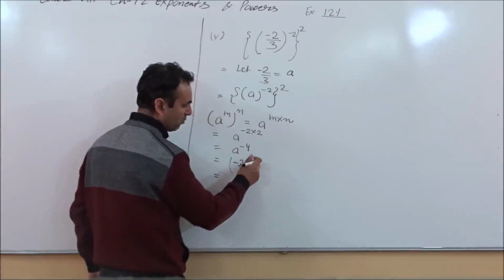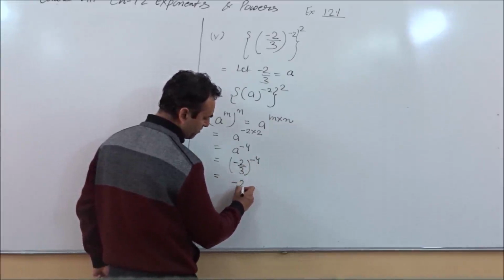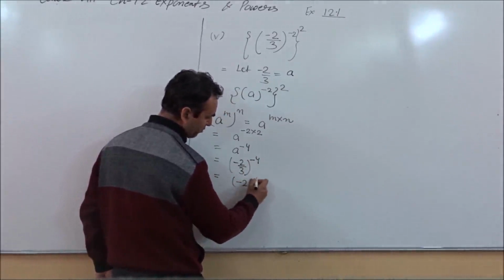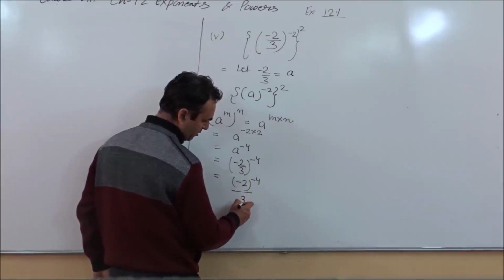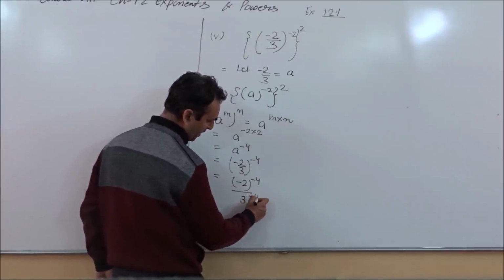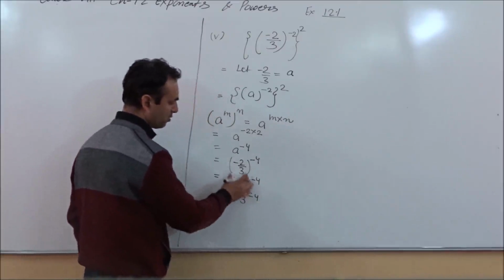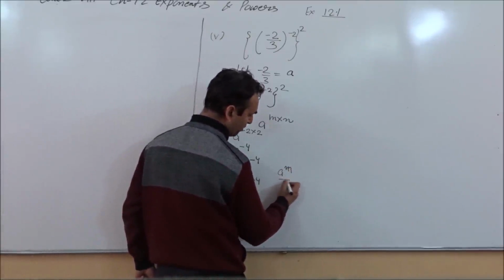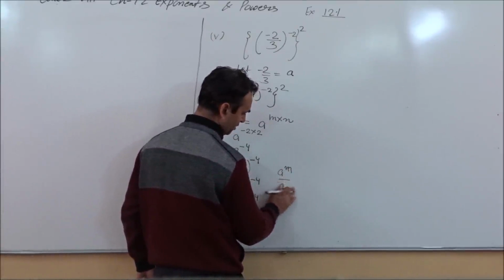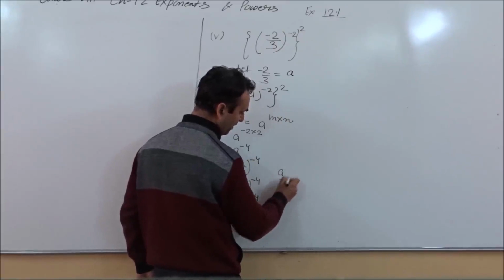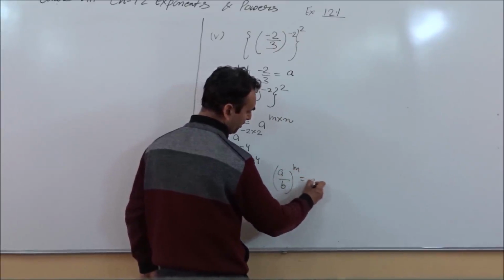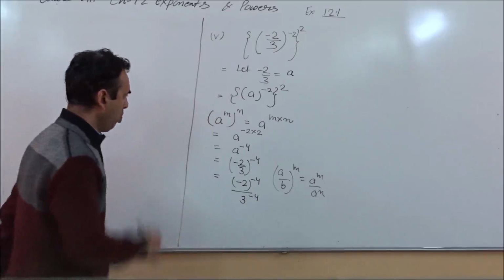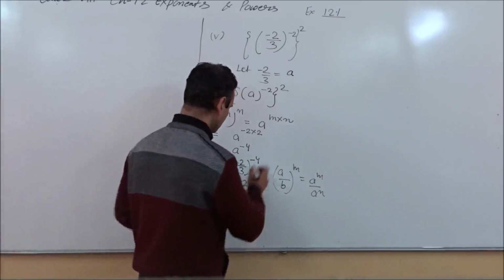So minus 2/3 whole power minus 4. We have to use the fraction form here. I will derive minus 2 whole power minus 4 upon 3 whole power minus 4. So we have separated the minus 2 here. Which formula do we use here? a upon b whole power m equals a raised to m upon b raised to m. This formula we have used here. Now what do we do here? We solve this.